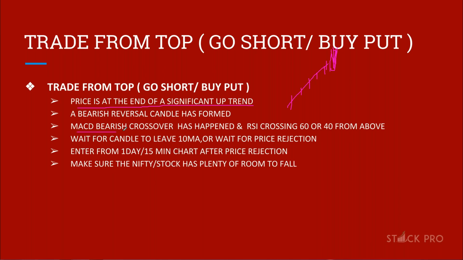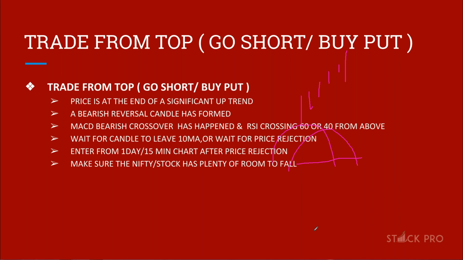Then MACD should have a bearish crossover. Means this is a slow moving line, and the fast moving line should cut it from top to bottom. So the stock is going up, and here a bearish reversal pattern has formed. And what about MACD? MACD should have a bearish crossover, right? The fast moving line should come from top to bottom.